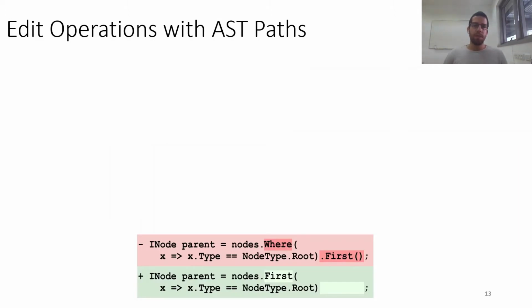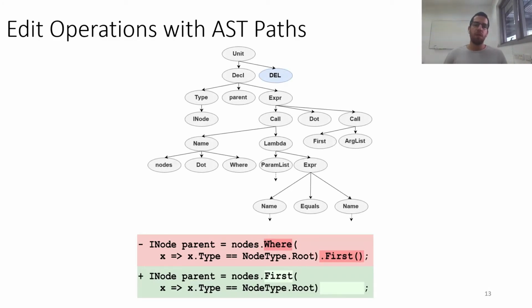So how do we represent structural edit operations? Consider the following edit, where "where" was updated to "first", and the last call in the call chain was deleted. We can represent this edit using structural edit operations over the AST of the code before the edit. The first operation consists of updating the value of the node "where" to "first". Since a node with a value "first" is present in the AST, we can use a path between the two nodes to represent this update operation.